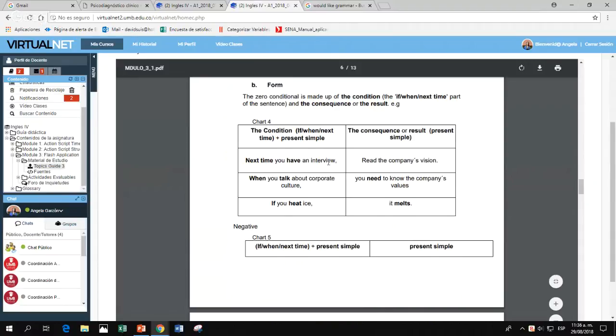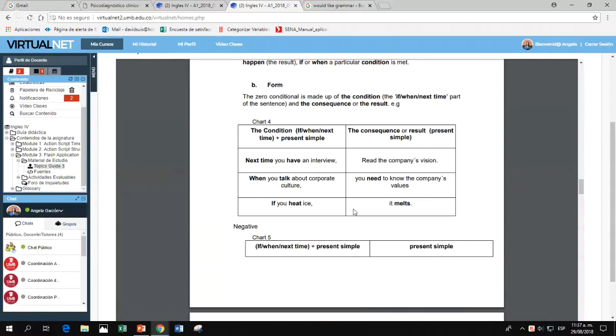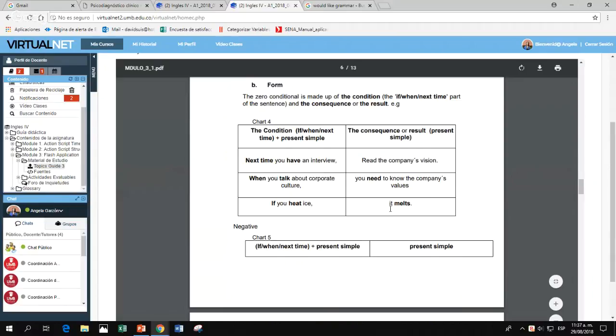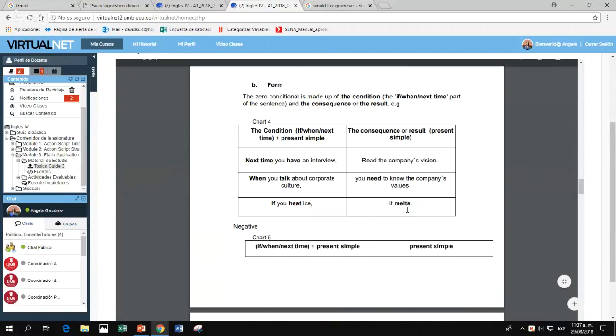So next time you have an interview with the company vision. When you talk about corporate culture, you need to know the company's values. If you heat ice, it melts. Si calentamos el hielo, se derrite. En este caso vemos que las dos partes de esta oración van en presente simple, algo muy importante para tener en cuenta. Always you're going to find it. If you heat ice, it melts. If you boil water, if you heat water, it boils, right?